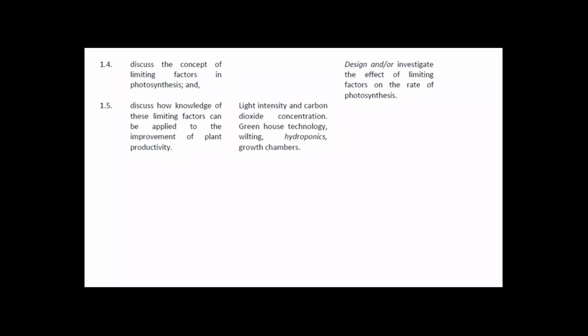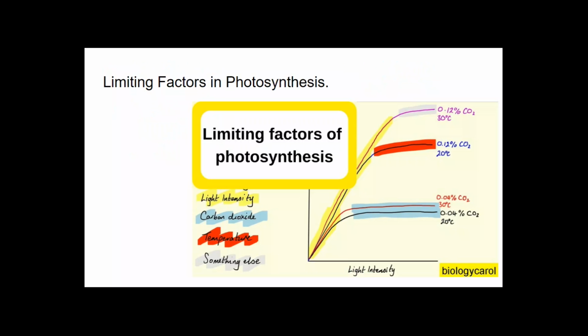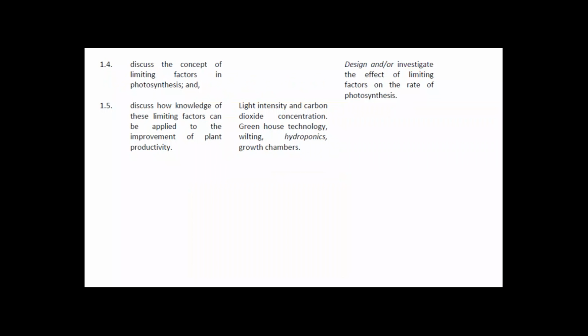I suppose one thing there is if suddenly the light was cut off, the phosphoglycerate would build up, but the phosphoglyceraldehyde would decrease because all the ATP and NADPH would be used up. And carbon dioxide, well, carbon dioxide combines with ribulose bisphosphate. So we'll discuss that.